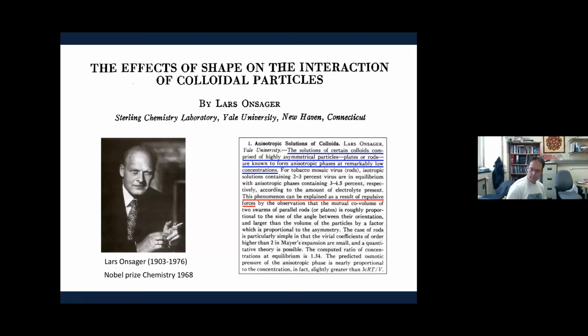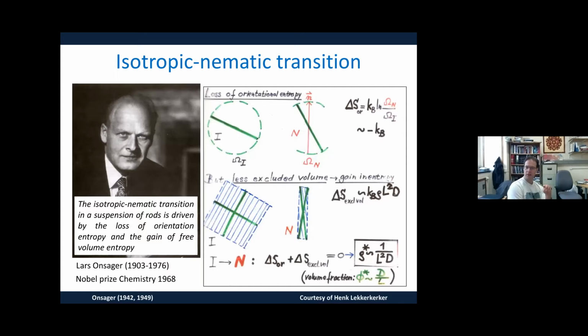Now, Henk always used to make these sort of notes, as they call them. As PhD students, we would always get notes of various things on various topics. And here, just on the next slide, I borrowed his picture, which has the back of the envelope argument as to why you get the formation, in this case, of an isotropic to a nematic transition for these rods. It's summarized here by what Onsager wrote in these papers, that this isotropic to nematic transition is driven by the loss of orientational entropy and the gain of free volume entropy. And that's what Henk here sketched quite nicely.